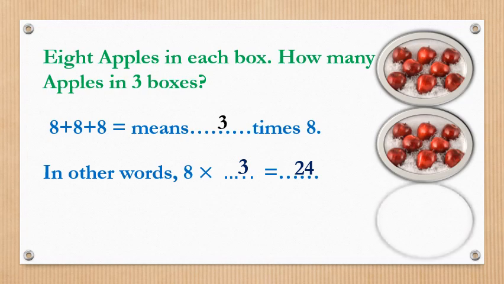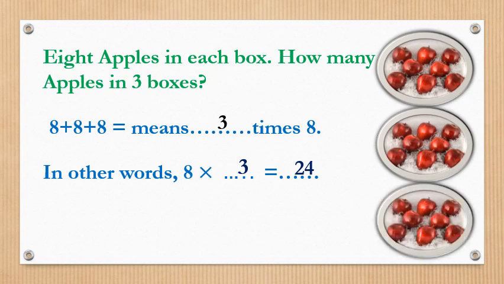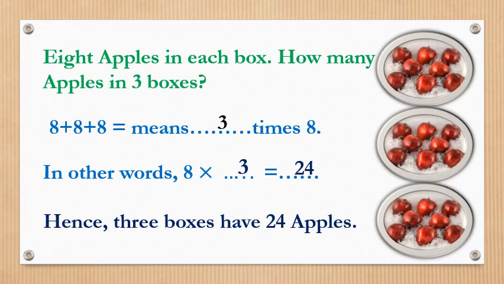See here, if you want to count, you count. In the first box 8, in the second box again 8, that is 16, plus 8, that is 24 apples are there in 3 boxes. Like this we have to write, hence 3 boxes have 24 apples together.